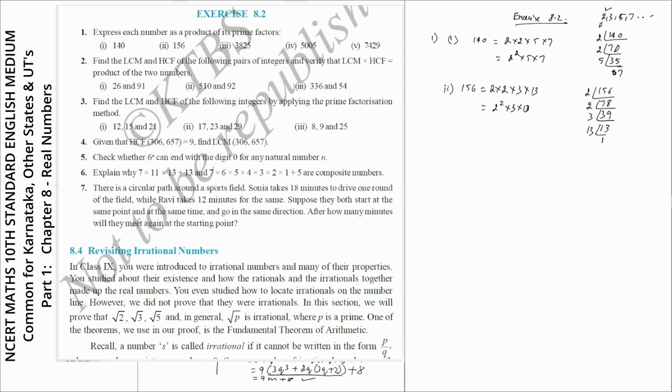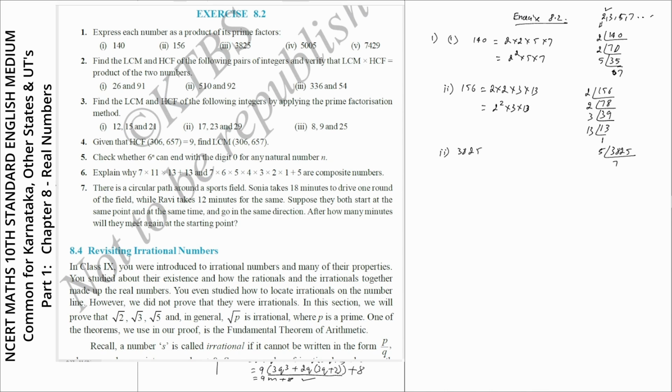So the next sub question is 3825. Factorize it. 3825 is an odd number, so it is not divisible by 2. So I can directly go and divide by 5. It may be divisible by 3, I don't know, but it definitely is divisible by 5. So I can go for 5.